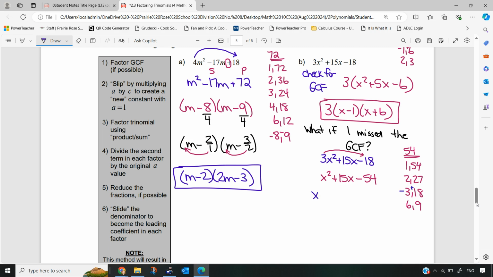So I'll set that up first, x minus 3 and x plus 18. And now I need to divide out that 3 and reduce my fractions. So that gives me x minus 1 and x plus 6. My factors are the same as the ones above, except I'm missing my GCF. So this would lead to an incorrect solution. So when you're doing slip and slide and you miss pulling out that GCF, you will end up with the incorrect factors.